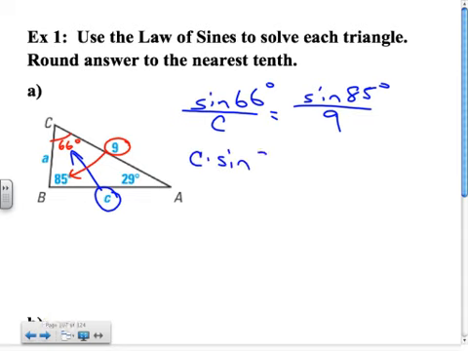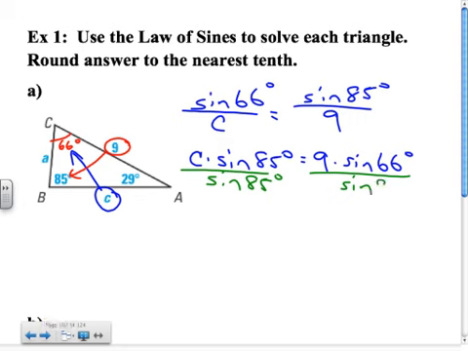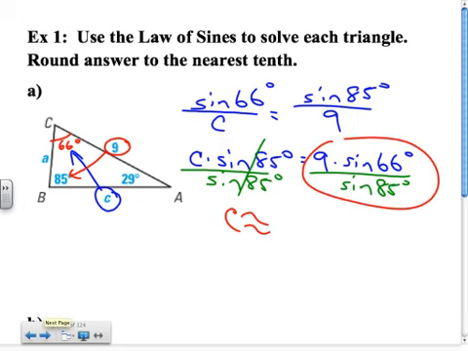So I have C times the sine of 85 degrees equals 9 times the sine of 66. Okay, I want to get the C by itself, so I divide both sides by sine 85, and so they cancel over here, so what I'm left with is C is roughly, and again at this point just plug this whole expression into your calculator. So 9 times sine of 66 divided by sine of 85, and I'm sure if we do all that correctly it should be roughly 8.25.